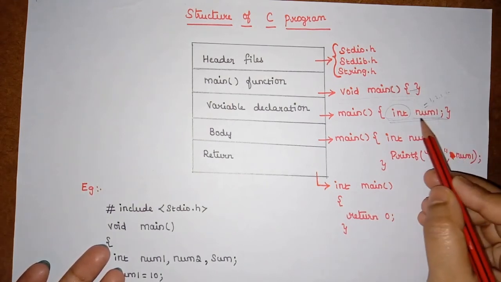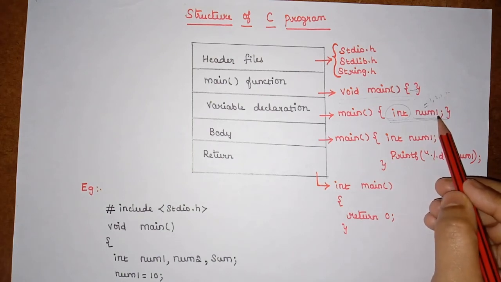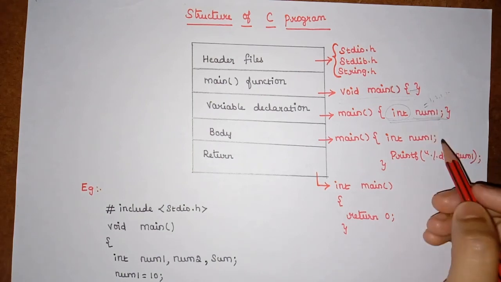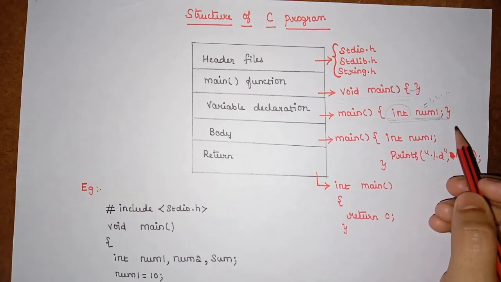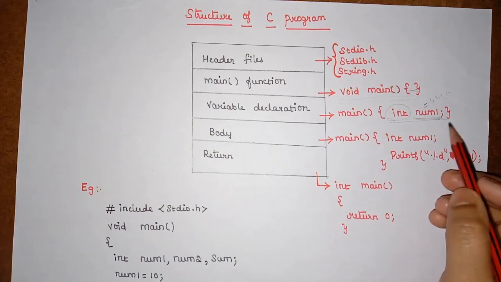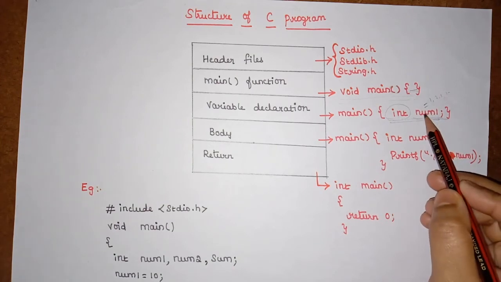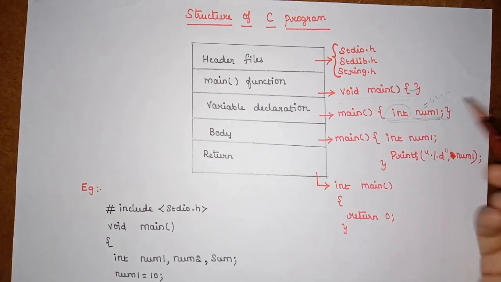And here num1 is your actual variable. num1 is a variable, and this is the name you are giving for your variable. You can give any name for your variable, it is up to us. A programmer can use any name for a variable, and here we are using num1 as the variable name.